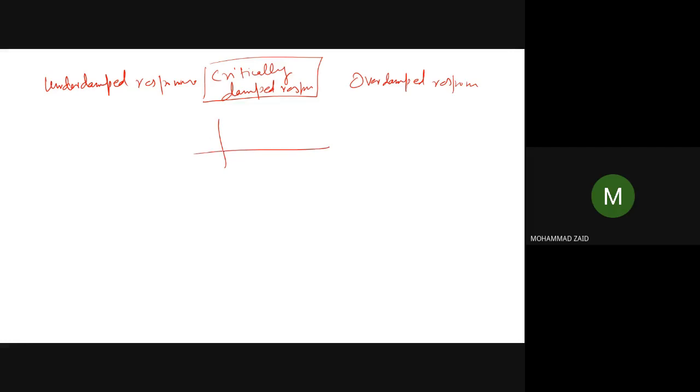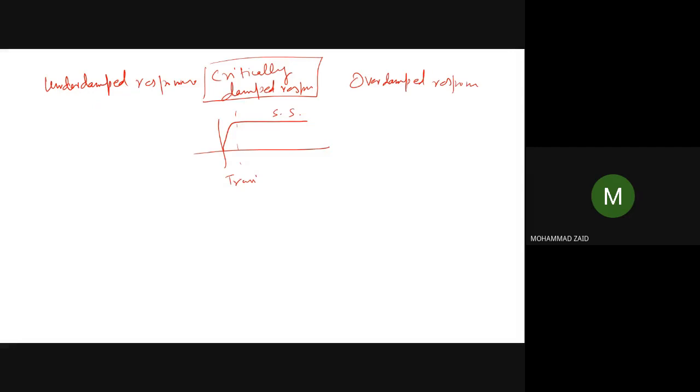A combination of both, in between the underdamped response and the overdamped response, we have another response which is popular. You can design your circuit to work in a critically damped response. Why? Because in a critically damped response, the circuit starts and then quickly moves to the steady state. So the transient part is not there.